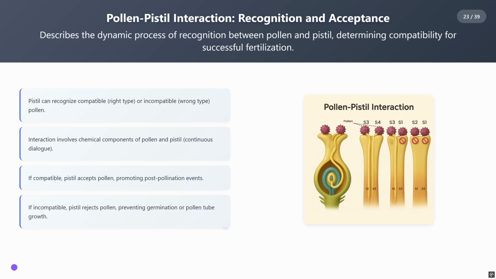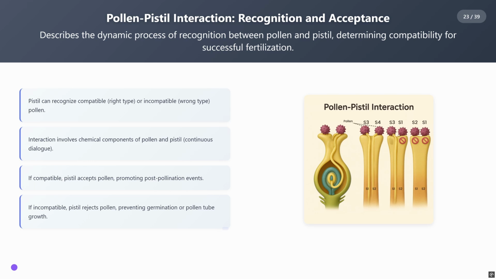How? It's thought to be based on chemical signals, a kind of molecular conversation happening between the pollen grain and the surface of the stigma, and potentially the style tissue as well. If the pollen is recognized as compatible, the pistil accepts it and allows the next steps, germination and pollen tube growth, to proceed. And if it's incompatible? If it's recognized as incompatible, the pistil rejects it. This rejection might mean the pollen grain simply fails to germinate, or if it does germinate, the pollen tube growth might be arrested partway down the style. It's like the pistil has a very sophisticated security system checking credentials.